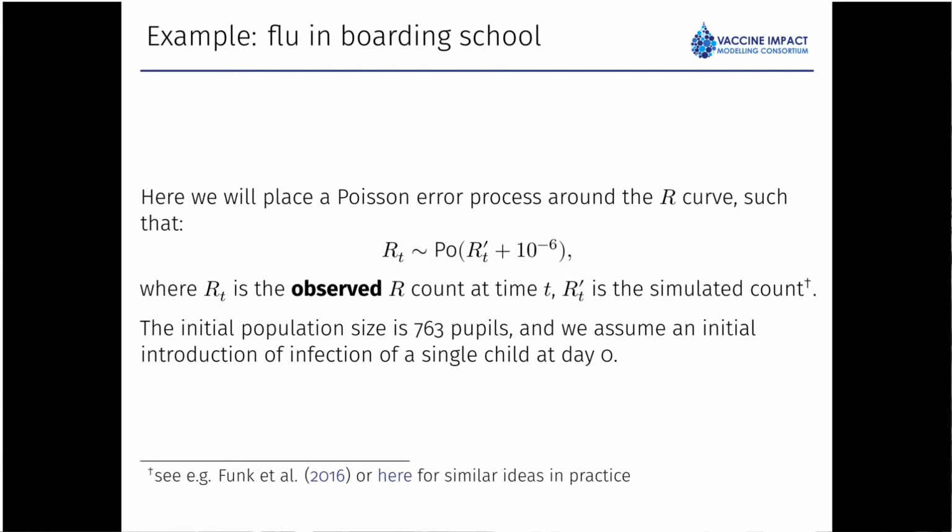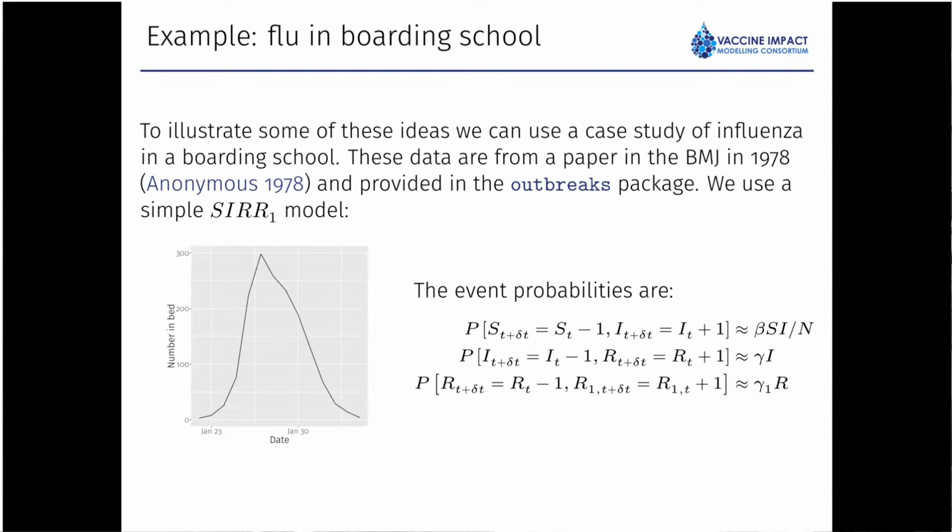The initial population size is 763 pupils, and we're going to assume an initial introduction of a single infective child at day 0, okay? This is an example of what I was saying about the fact that the data we have don't correspond to infection, we have no information on when individuals become infected. We only have information on when individuals get moved into bed, so when they get removed from the population. So if we wanted to fit this model, we would need a way of estimating all of the hidden information, i.e. the infection times.